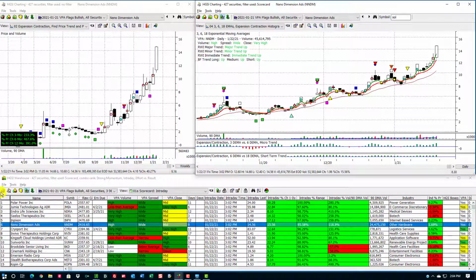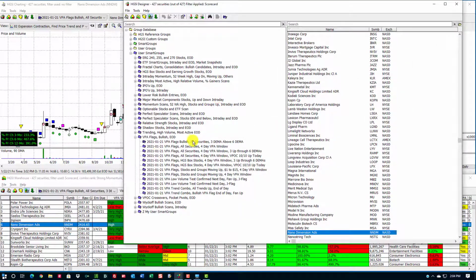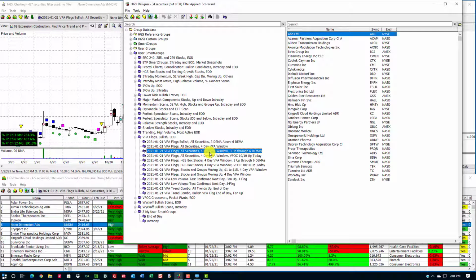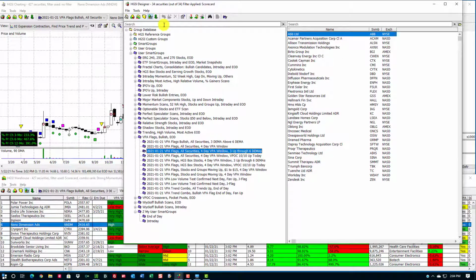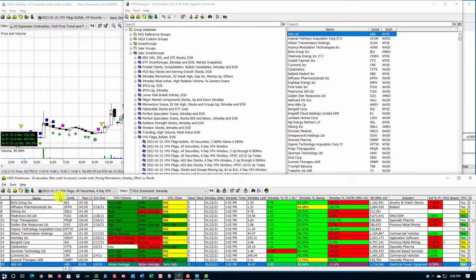So I'm going to go back here. This is definitely going into my user scans. I have nothing in here right now. And the other one I'm going to use is the 3 up through the 6. So these two I'm going to use.